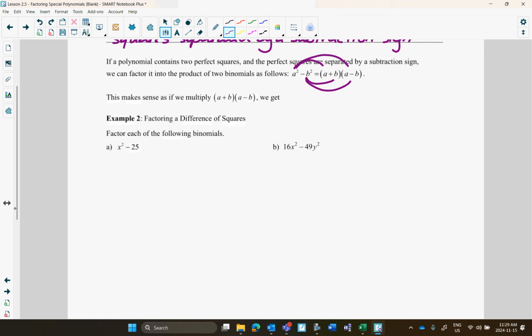Is this a perfect square? Can I get to it by multiplying something by itself? X times X. Is this a perfect square? Because 5 times 5. Is it a difference? Yes. So this is a difference of squares.